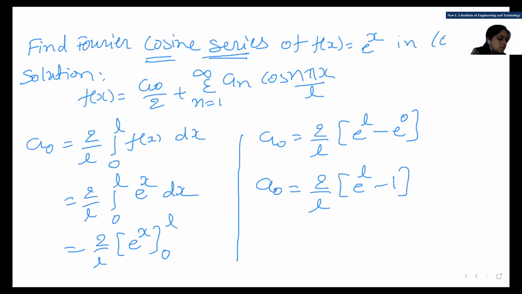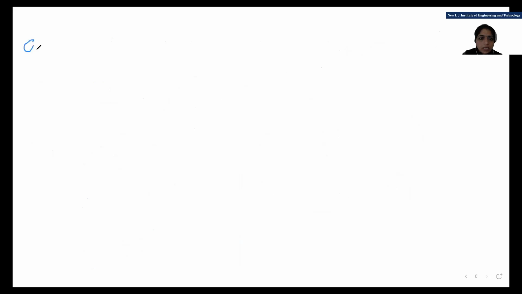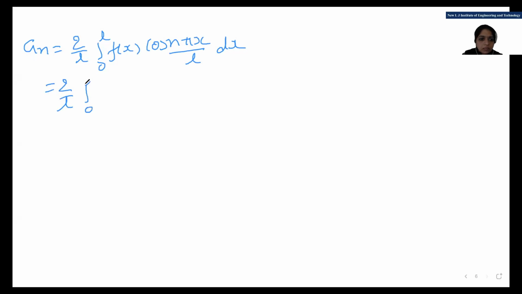Okay, answers are coming that they have no doubt. Okay, good. So we'll move to the value of an. That is an equals 2 by L, integral 0 to L f of x cos n pi x by L dx, right? Now 2 by L keep it same, 0 to L, our given function is e raised to x and cos n pi x by L dx.